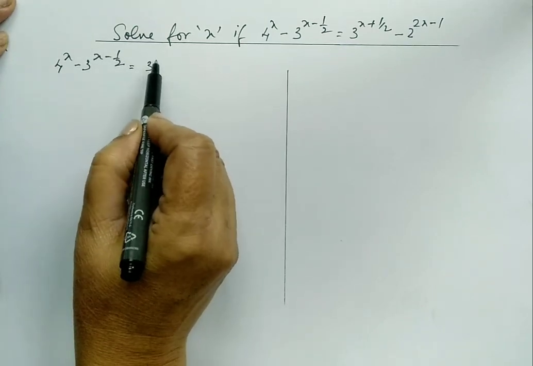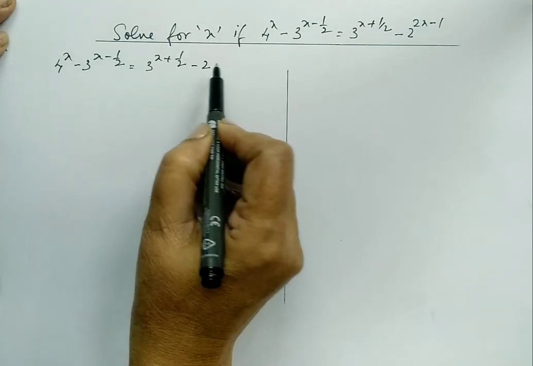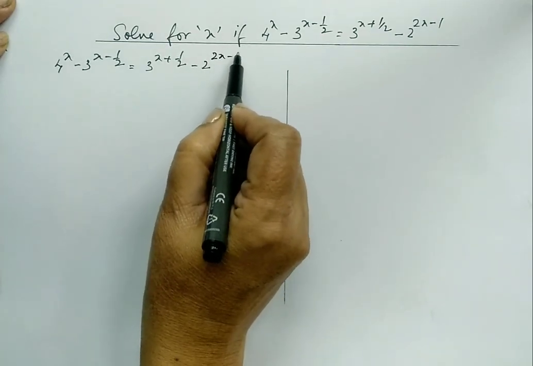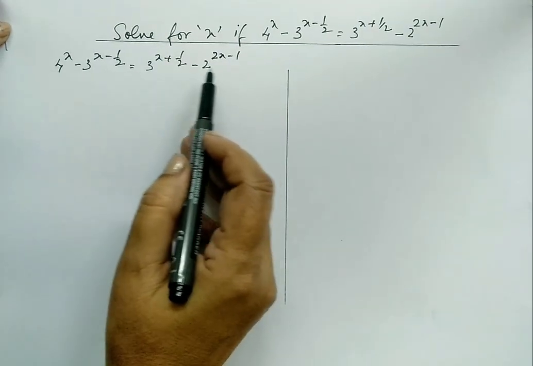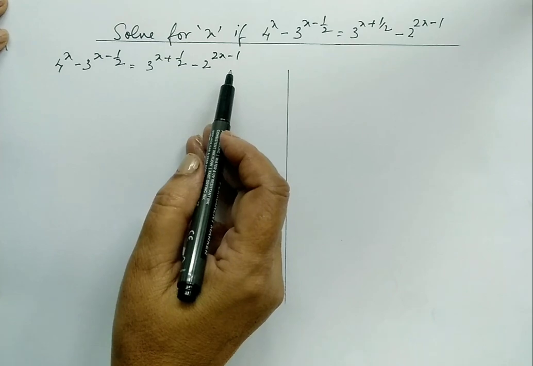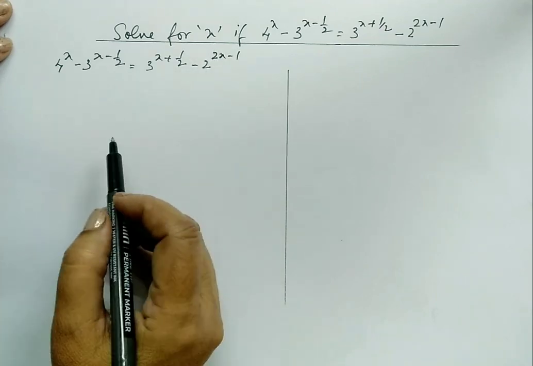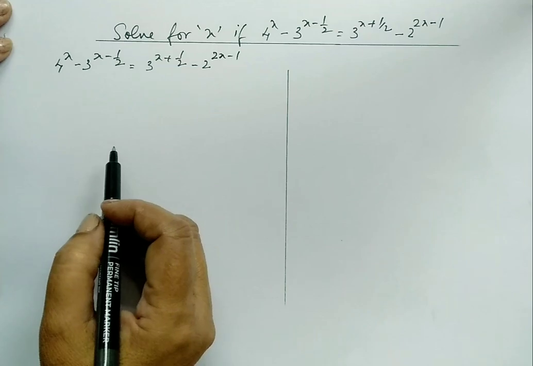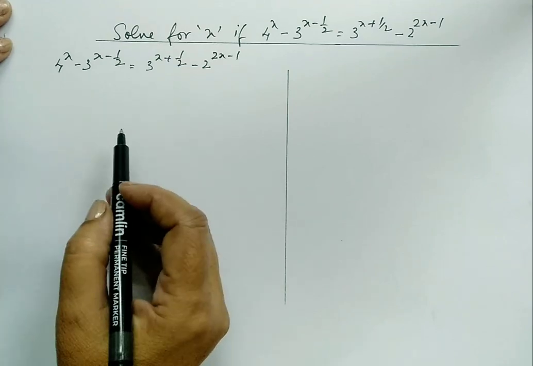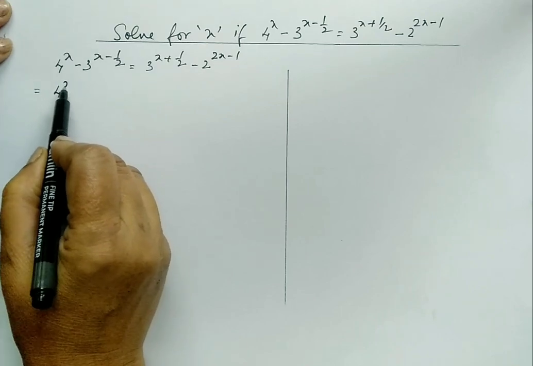So well, this is the question. If you can just see it carefully, all of the numbers bear different kinds of powers. None of them are same. Yet we have to find out the value of x. X is sitting as power in most of them. In fact, all of them. So our first step would be to simplify.